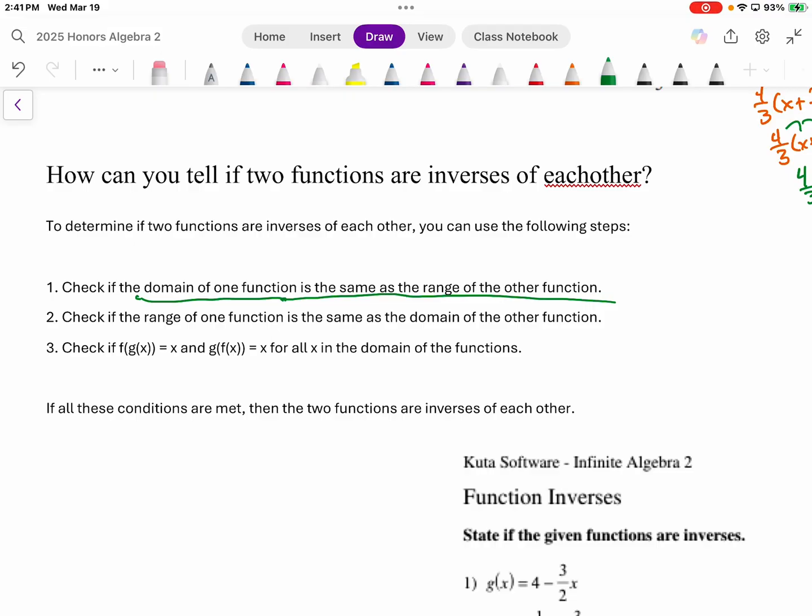Then we check this next part here. When we do our composite functions, if f of g of x is equal to the letter x, and g of f of x is equal to the letter x, if they both work out to be x exactly, then they are inverses of each other.